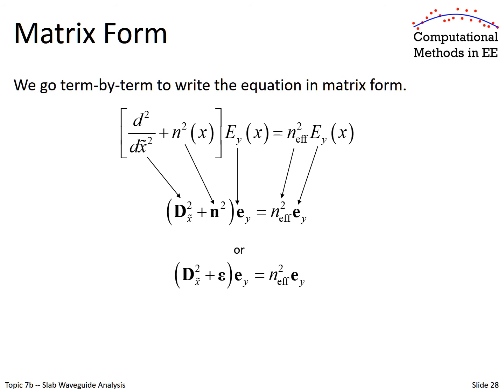Sometimes I like to write this in terms of the permittivity instead of refractive index. Solving optical problems, people like to talk about refractive index. Numerically, when we're solving Maxwell's equations, the permittivity is a little bit more fundamental. So we have two matrix equations. Both will give us the same answers. Both are equally valid to use. So I'm just showing them both here. So we now have our final matrix equation.